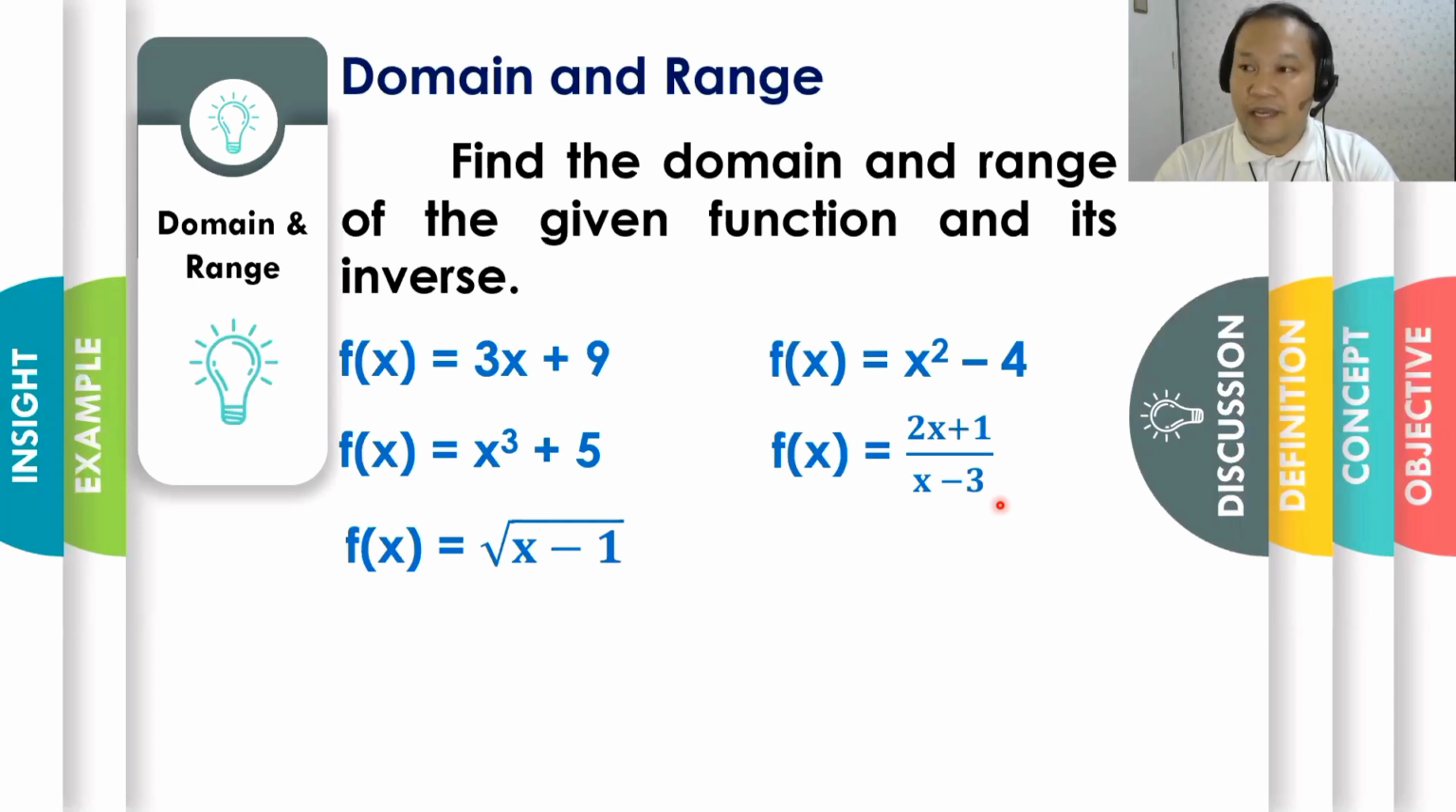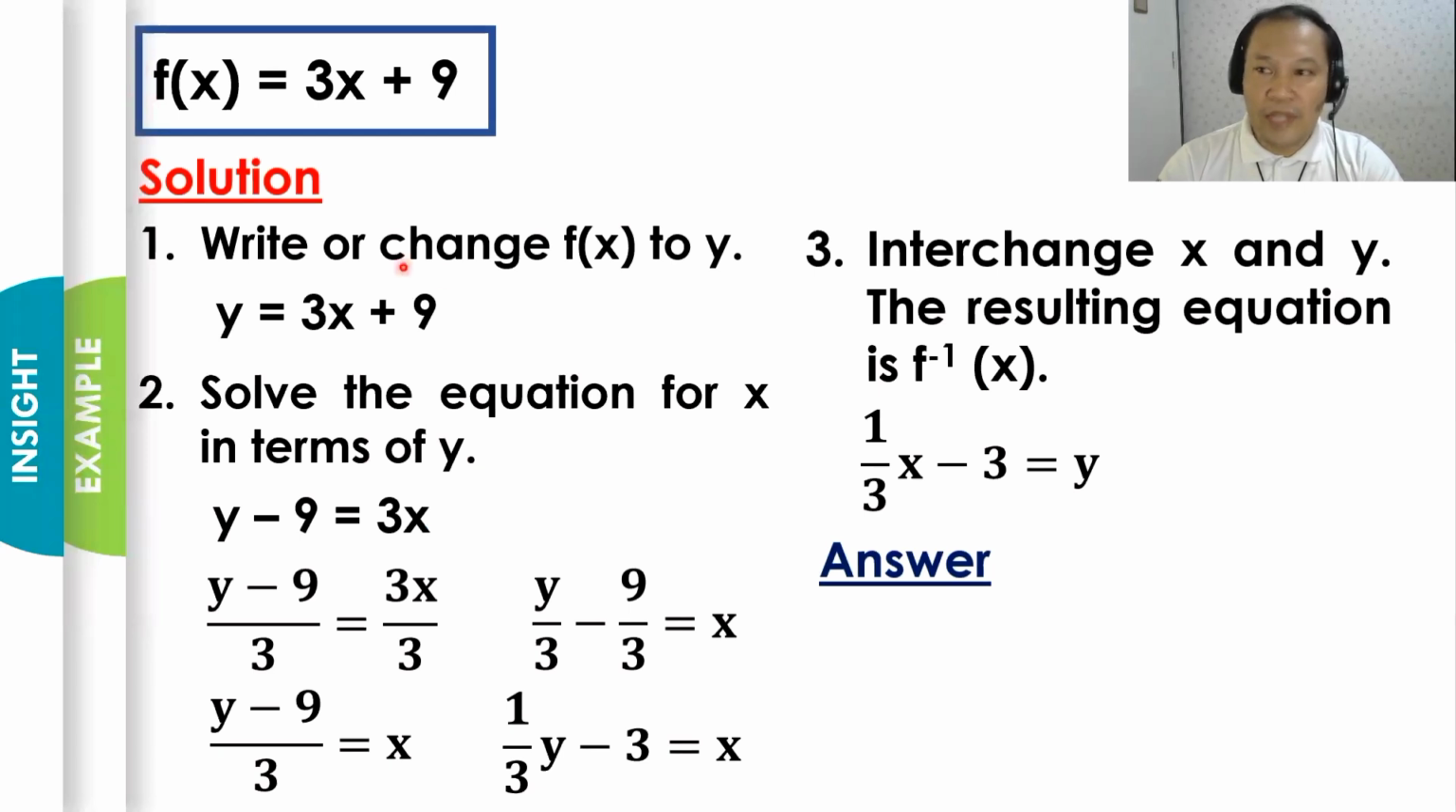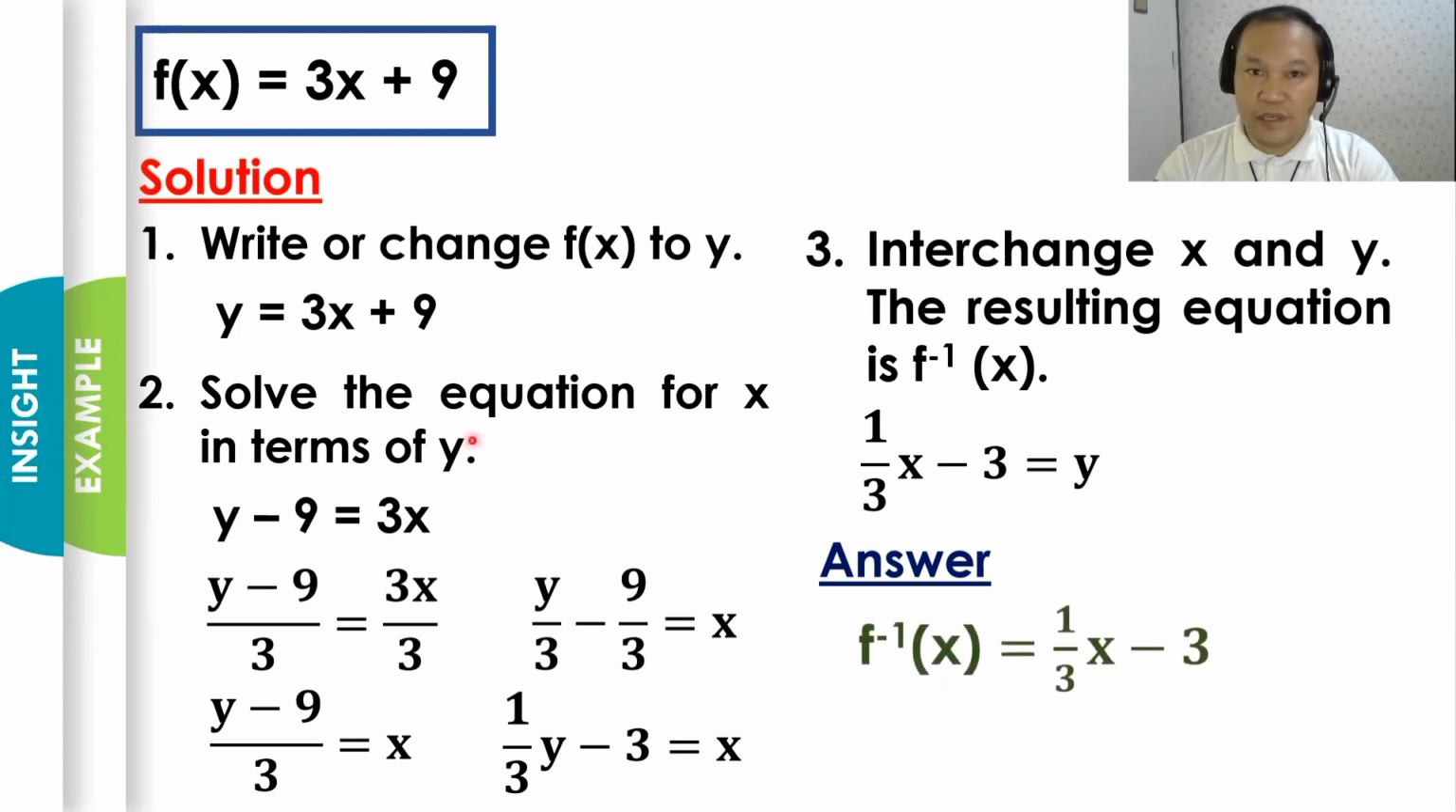Therefore, from the concepts that we learned in our junior high school mathematics, we are going to use those concepts in determining the domain and range of the given functions and their corresponding inverses. Okay, let's start with number 1. Last time, we were able to deal with the inverse of f of x is equal to 3x plus 9, and our answer is that the inverse of the given function is equal to 1/3 x minus 3.